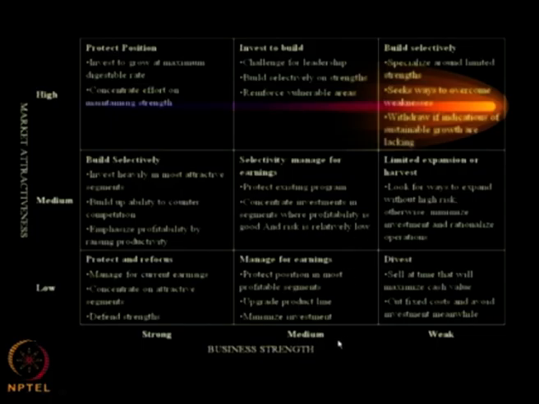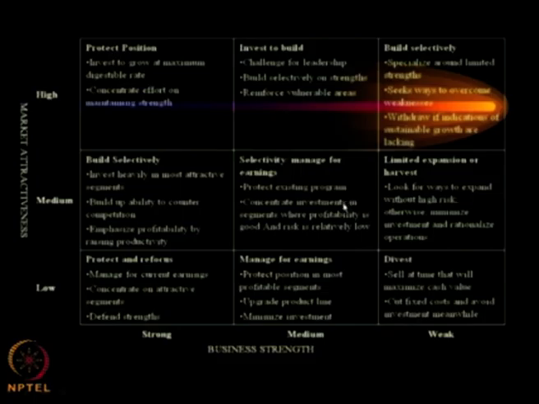Now, let us say you are at medium business strength and the market attractiveness is also medium. So, it is hovering around the average. What do you mean by market attractiveness being medium? It means it is hovering around the average growth rate of the market which you consider in the Indian situation. So, around 10% of that. What do you do for that? Selectivity stroke manage for earnings. What do we mean by this? So, here also again selectivity is involved, managing for earnings is involved. What do we mean by this? Protect the existing program.